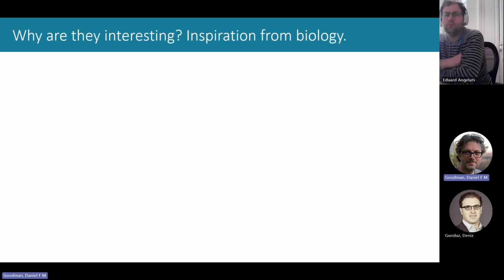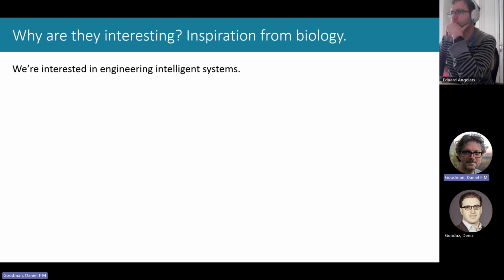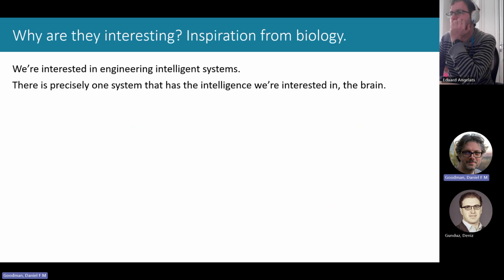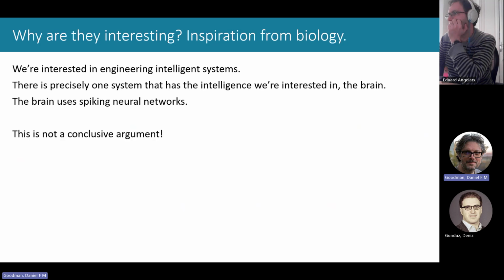All right, and why are they interesting? Okay, I'm going to try and persuade you over the next few slides that you should be interested in these. Whether or not I'm successful, we shall see. So the first reason they might be interesting is that we can take inspiration from biology. Here's the argument. So we're interested in engineering intelligent systems, and we only know of one system that has the sort of intelligence we're interested in. That's the brain. And the brain uses spiking neural networks, and therefore we should also be interested in spiking neural networks. Now, logically speaking, that's not an entirely conclusive argument.